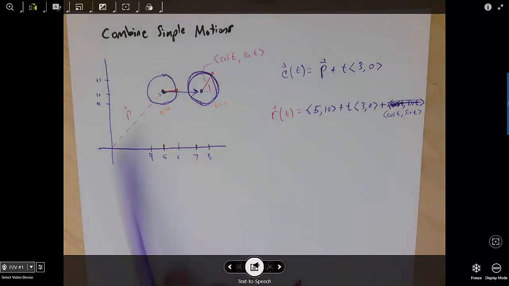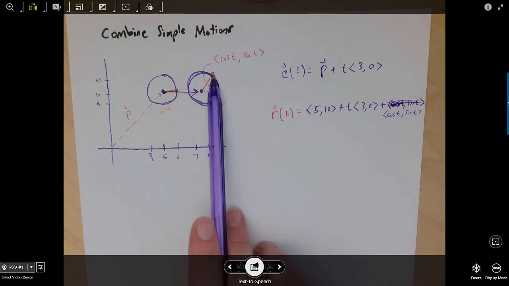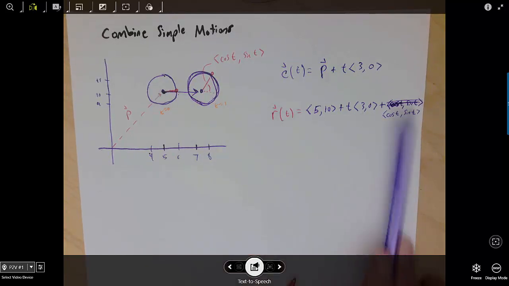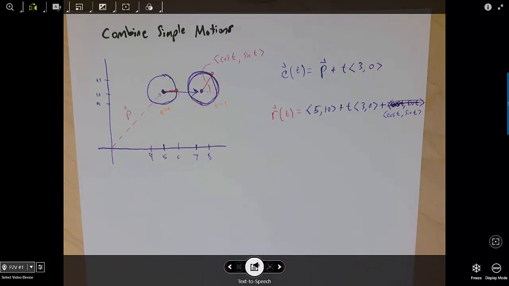which I've written here. So position, how is the center moving, and then plus the vector that takes us to the rotating point. So this is the position, this is the velocity for the center of the circle, and then this is the rotating vector that I follow as the last step to get to the end.